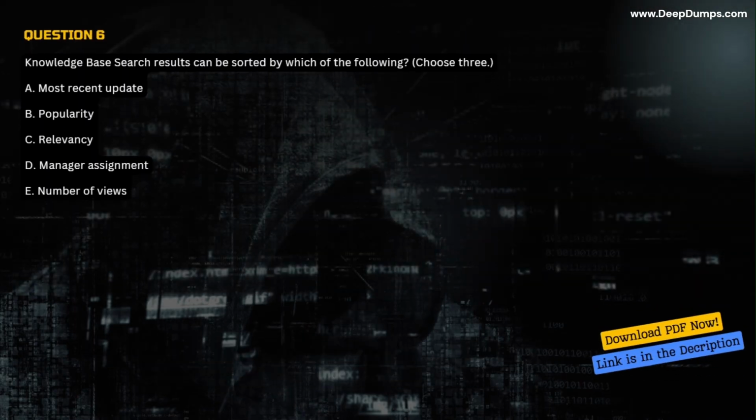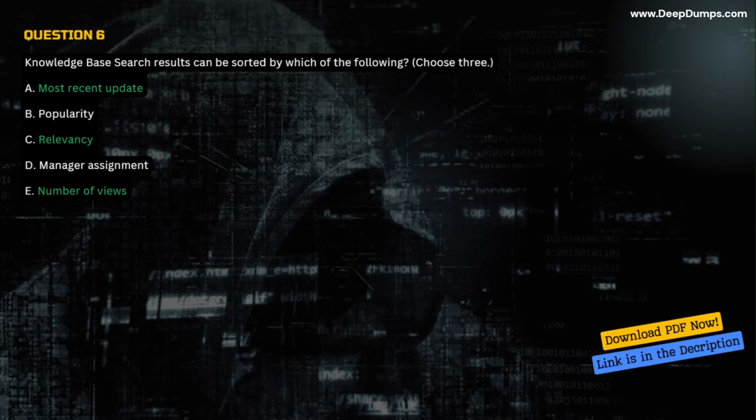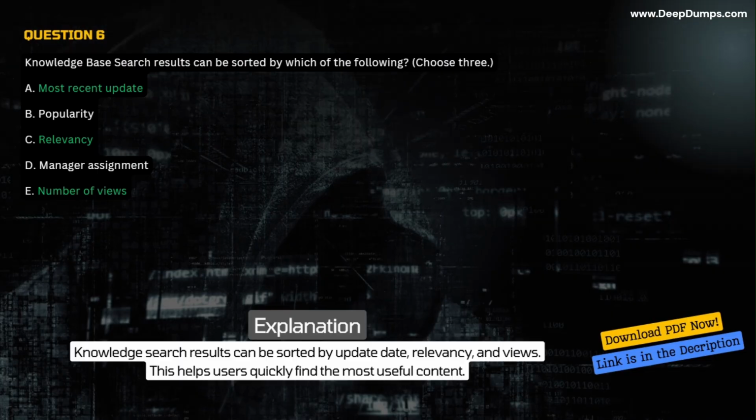Question 6. Knowledge-based search results can be sorted by which of the following? Choose 3. A. Most recent update. B. Popularity. C. Relevancy. D. Manager assignment. E. Number of views. Correct answer A, C, and E. Most recent update. Relevancy. Number of views. Explanation. Knowledge search results can be sorted by update date, relevancy, and views. This helps users quickly find the most useful content.